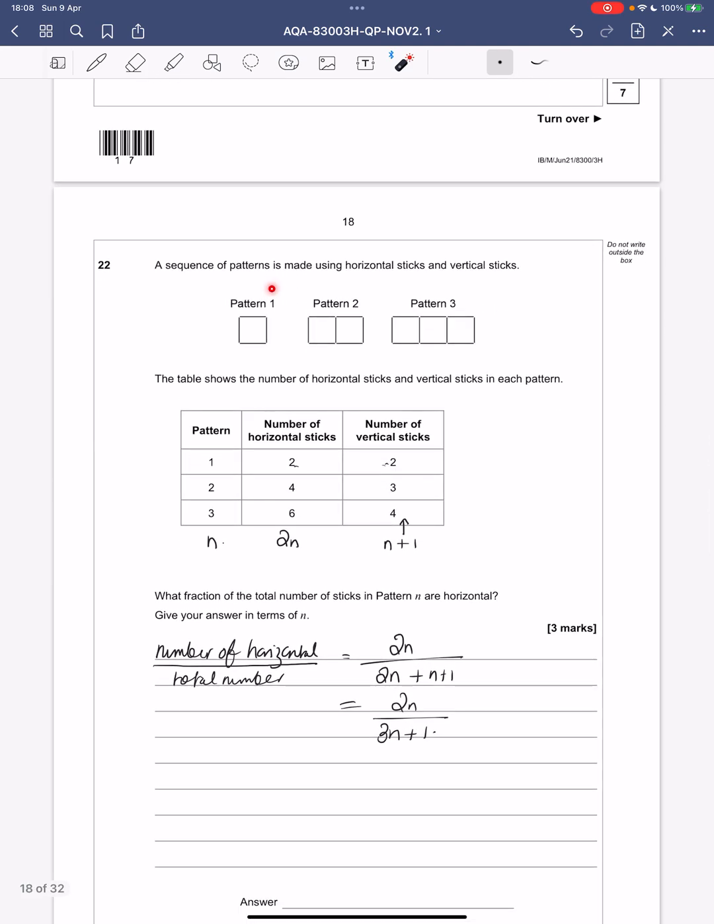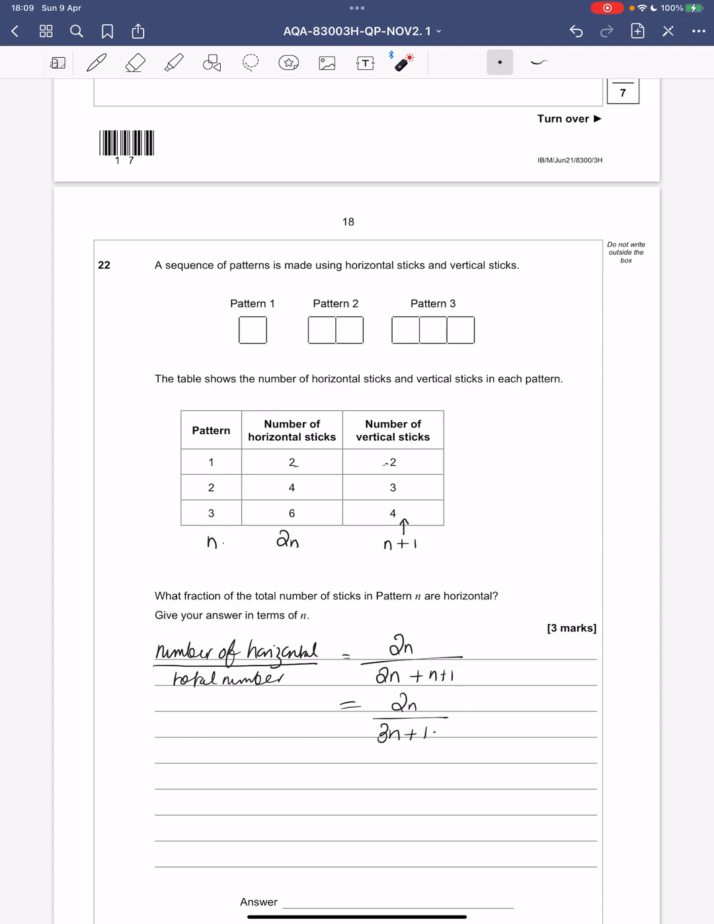22. The sequence of patterns is made using horizontal sticks and vertical sticks. So these are patterns 1, 2, 3. We need to give pattern n now, and want the fraction of total number of sticks in pattern n that are horizontal. Give your answer in terms of n. So we want the number of horizontal divided by the total number.